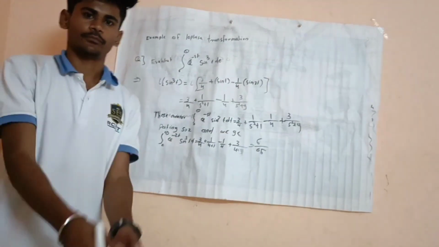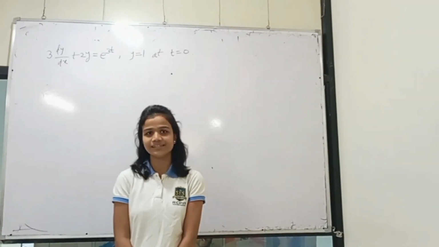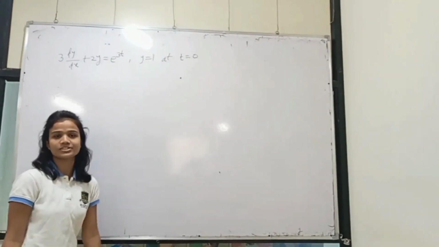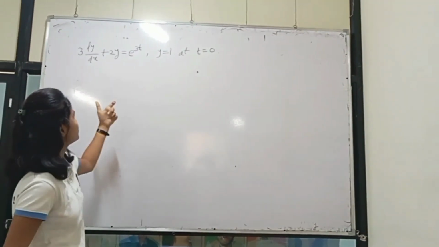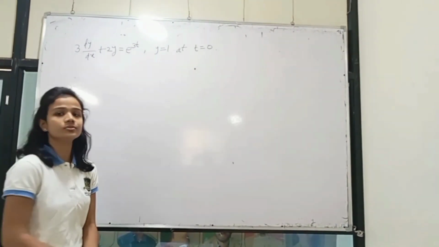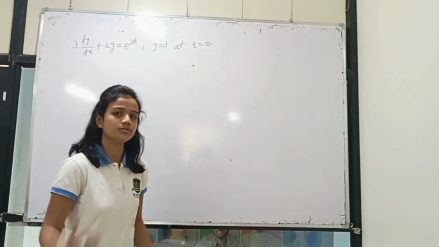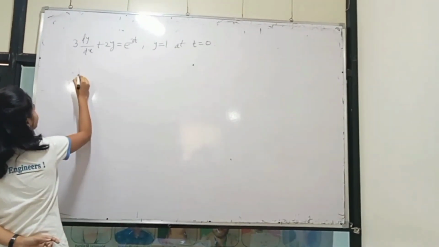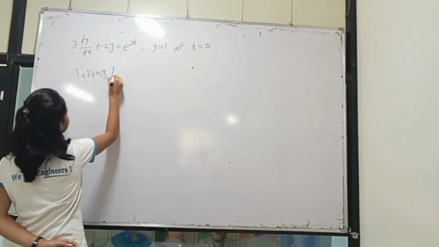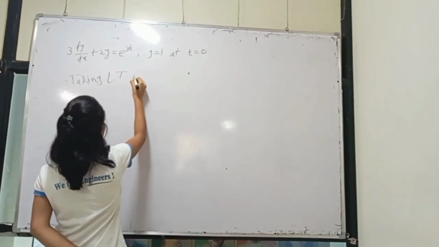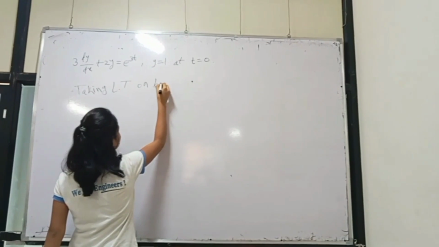So thank you. My name is Ashita Patil. Today I take the example of application of Laplace transform. Example: dy by dx plus 2y is equal to e raised to 3t, y is equal to 1 at t is equal to 0. Let's start by taking the Laplace transform on both sides.